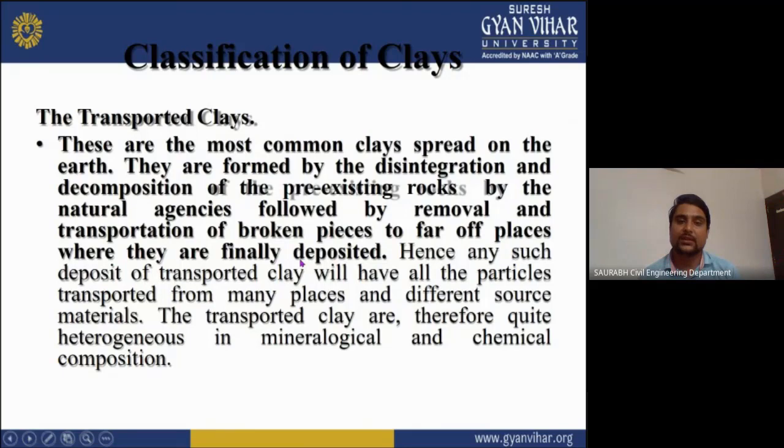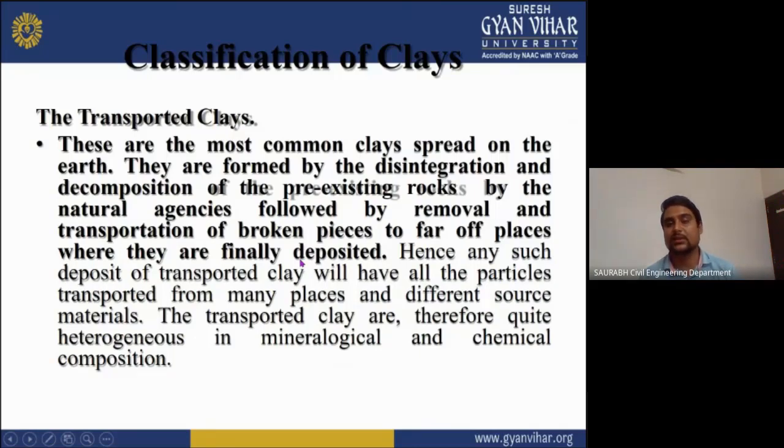Now come to transported clay, which is the second type of clay. These are the most common clays spread on the earth. They are formed by the disintegration and decomposition of pre-existing rocks by natural agencies, followed by the removal and transportation of broken pieces to far off places where they are finally deposited. Hence, any such deposited or transported clay will have particles transported from many places and different sources of material. The transported clays are therefore quite heterogeneous in mineralogical and chemical composition.